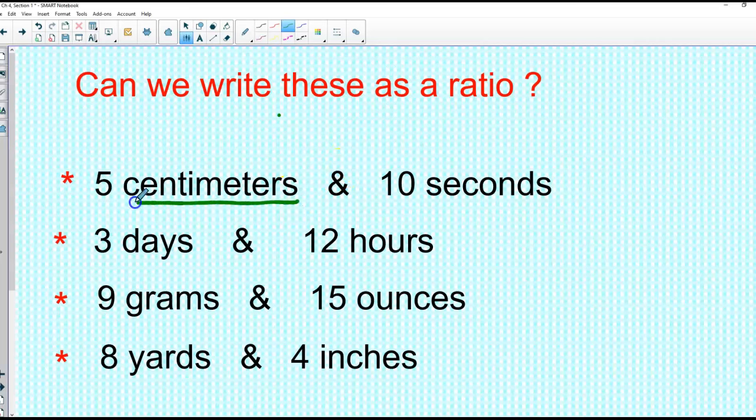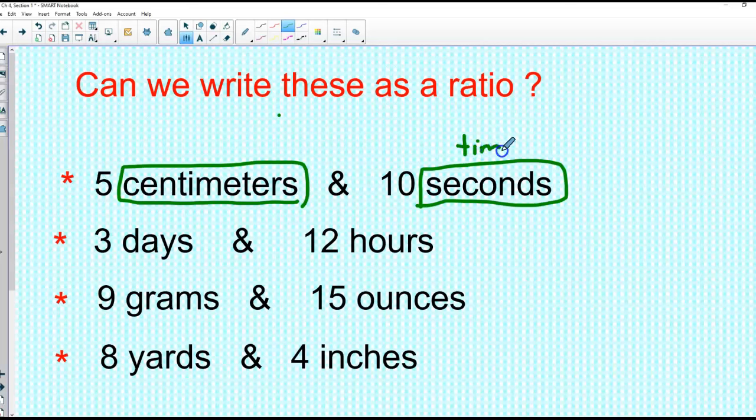This one is measuring centimeters, right? And this one is about seconds. So think about what these mean. Centimeters means you're measuring the length of something, right? How long something is. This one is focused on time. They are not the same unit, or could be changed in the same unit, because they are measuring 2 different types of things, length and time. So this one could not be written as a ratio. No.